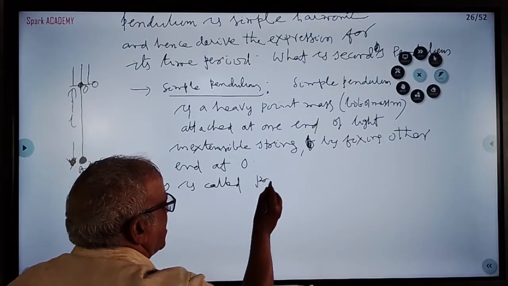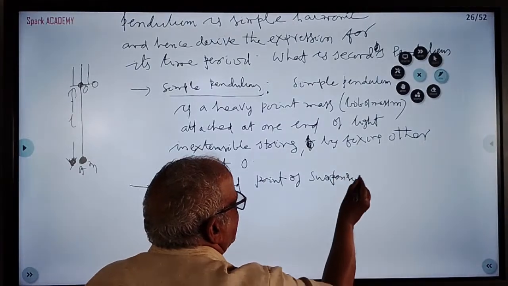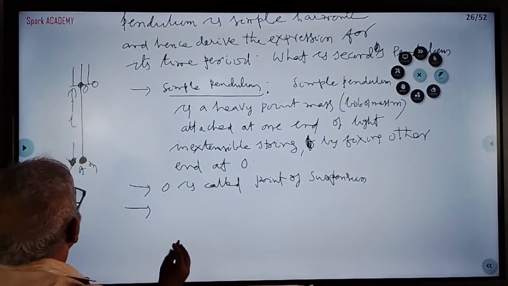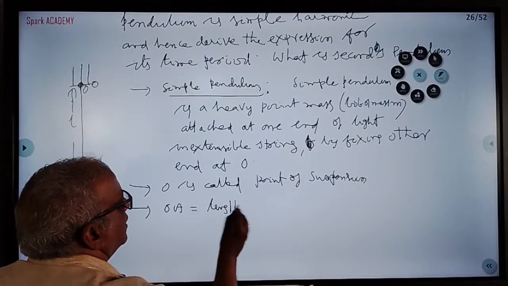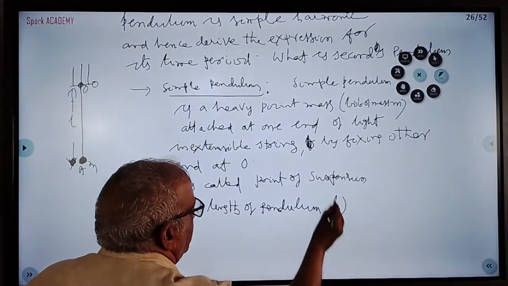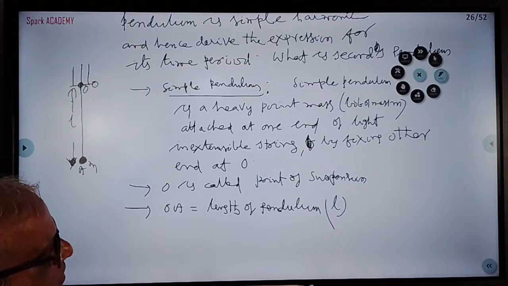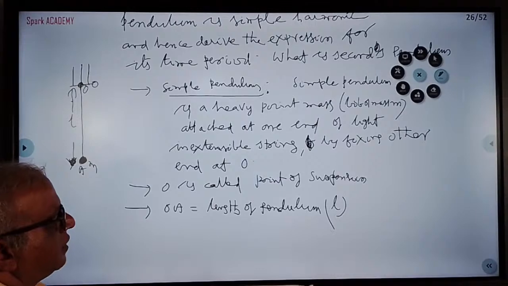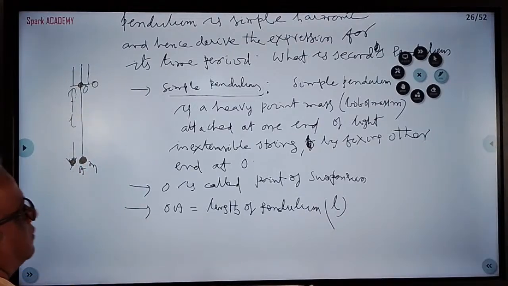L is called length, OA. That is called point of suspension. OA is called length of the pendulum, L. It is under gravity actually. So simple pendulum is a heavy point mass attached at one end of the light inextensible string, inextensible, it is not elastic, by fixing the other end at O. O is called point of suspension. O to A is called L, length of the pendulum.